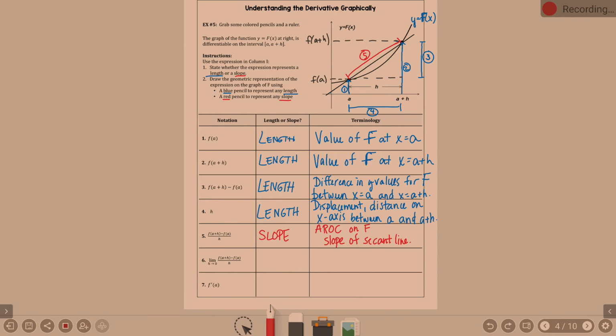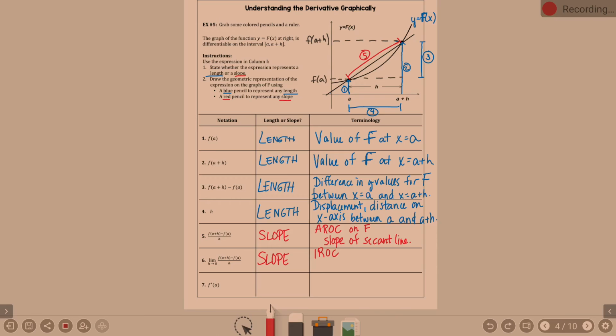Okay, 6. I think that's another slope. It is. Limit as h approaches 0 of f of a plus h minus f of a over h. I don't know where it'd be. It's a slope, but I don't know where. It'd be IROC because that's tangent, but I don't know where. Where is it, Mario? Doug? Okay, this is IROC.